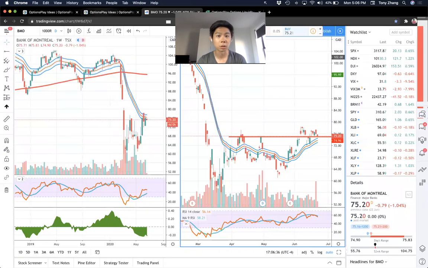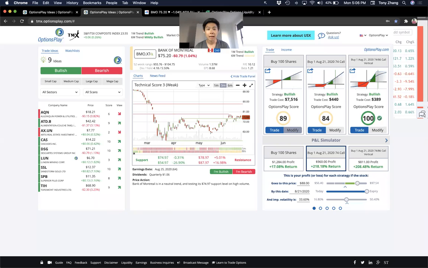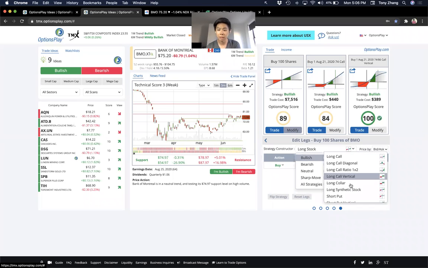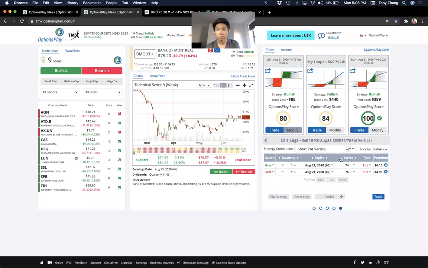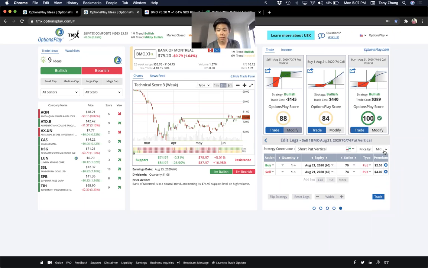So what I want to do is show you how you can use OptionsPlay to set that up and compare the two strategies. By default, OptionsPlay is going to show you buying the stock, buying a call, and buying a call spread. Now, I'm going to modify this, and I'm going to sell a spread against it. So I'm going to sell maybe a 74.68 or 74.70 call spread here. I'm sorry, a put spread here.